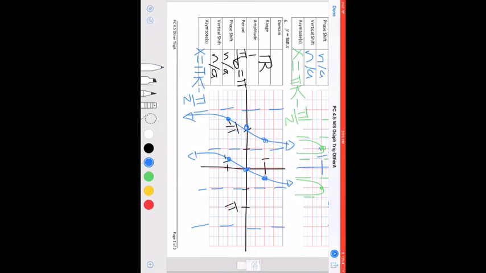So then domain is the same thing, we just change it to a not equal sign, because it could be any number besides where our vertical asymptotes are. So that's pi times k minus pi over 2.